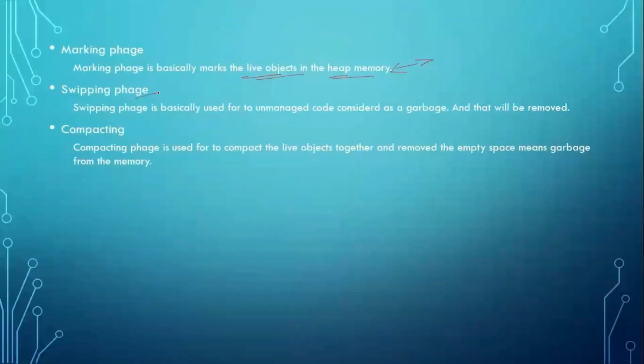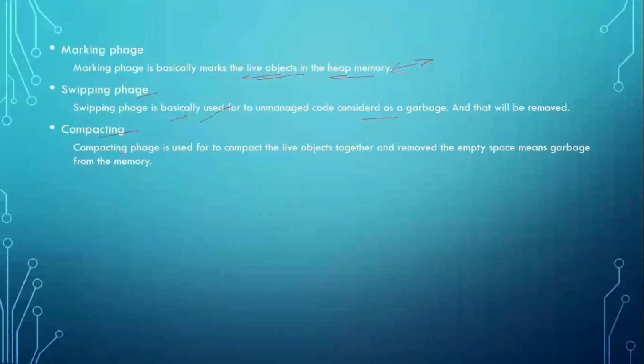The second phase is the sweeping phase. After the marking phase, the garbage collector knows which are the live objects, and whatever remaining objects are there, the garbage collector automatically considers them unmanaged code that needs to be removed from the memory. So the sweeping phase is used for unmanaged code considered as garbage, and that will be removed. Space will be allocated for the next upcoming live objects. This comes in the sweeping phase.